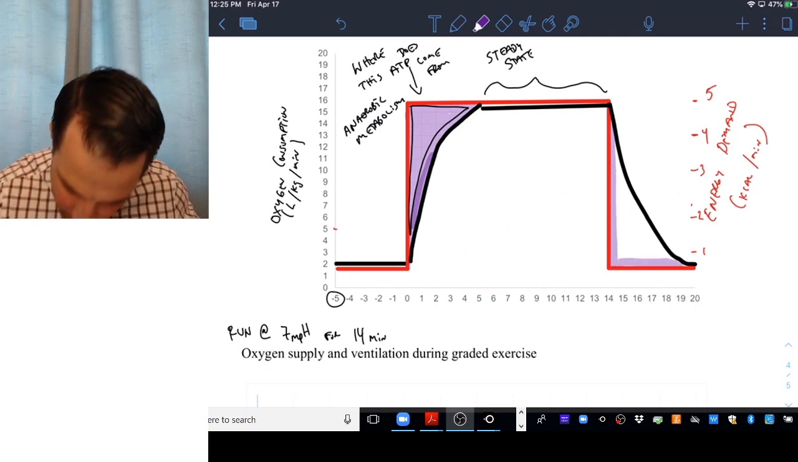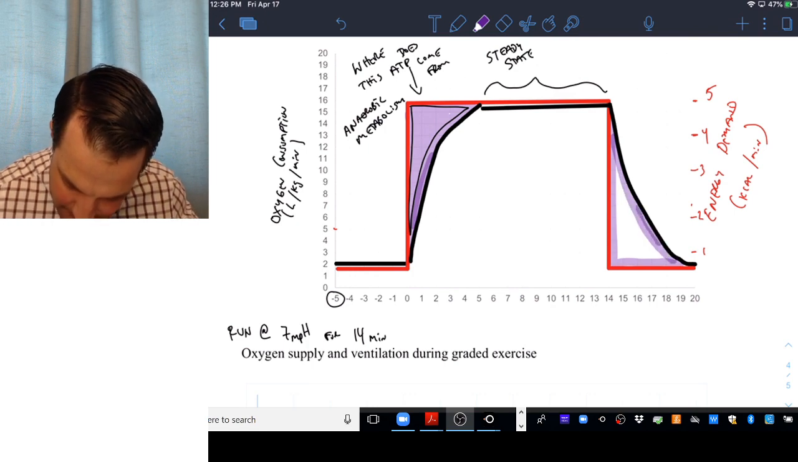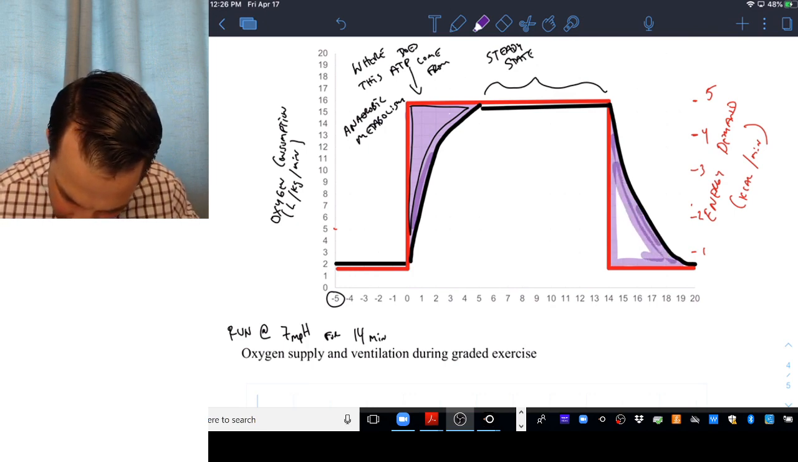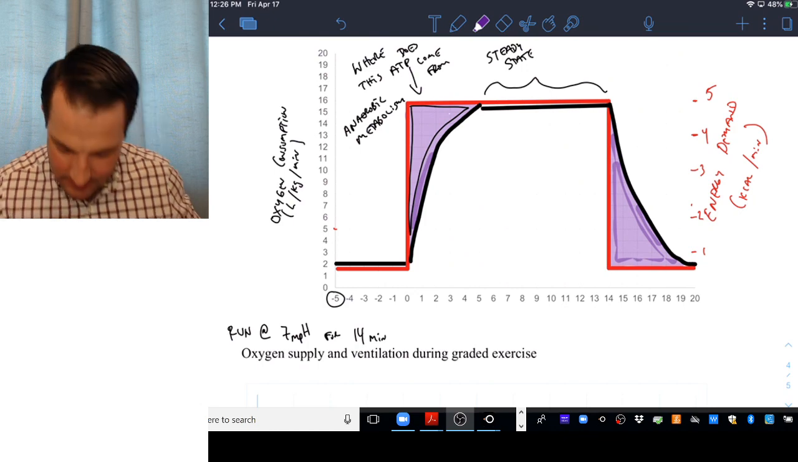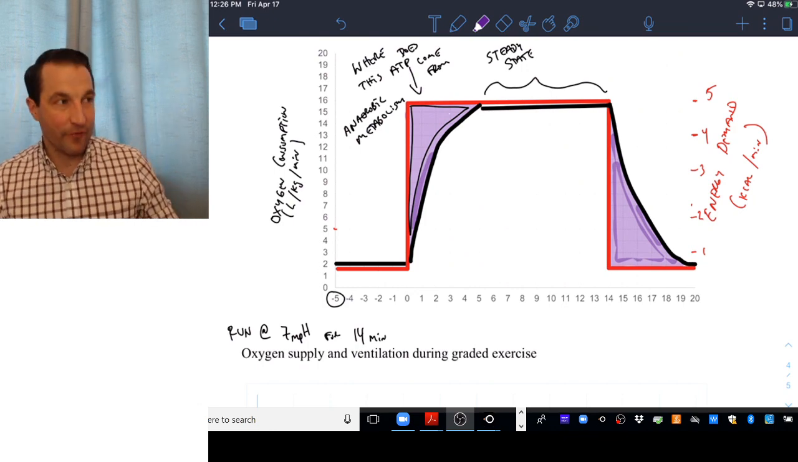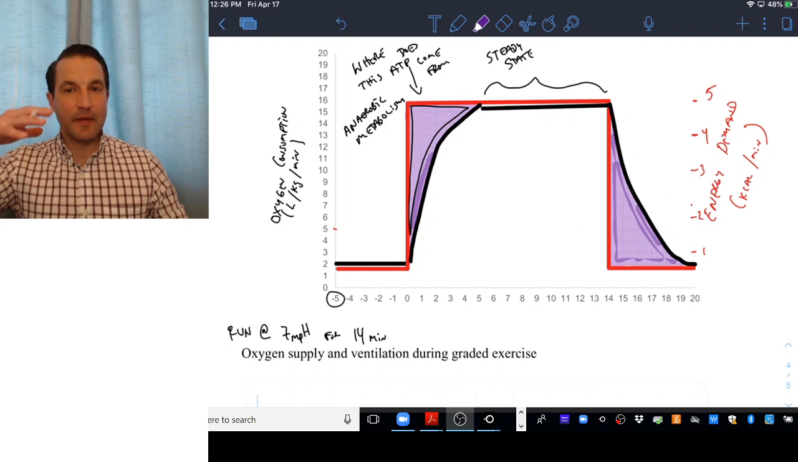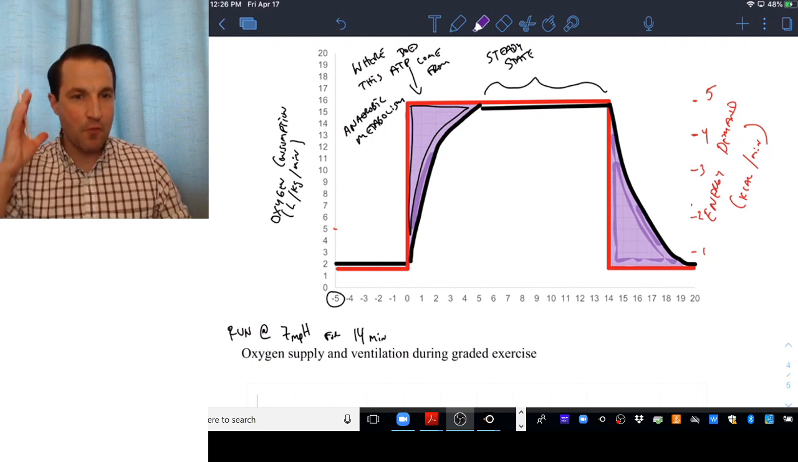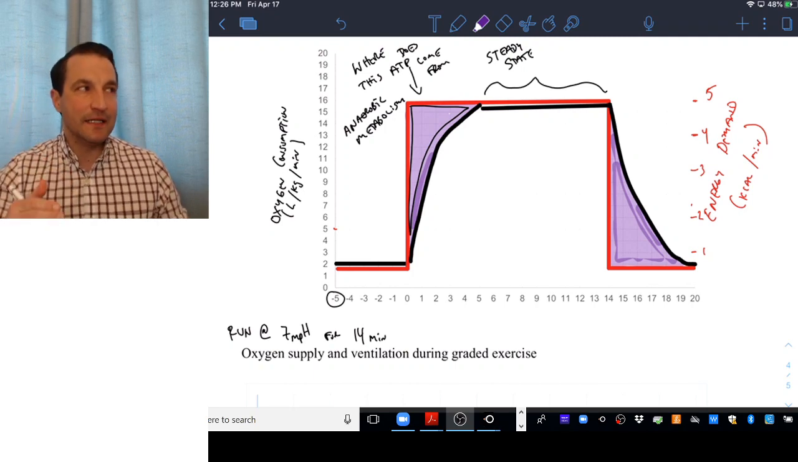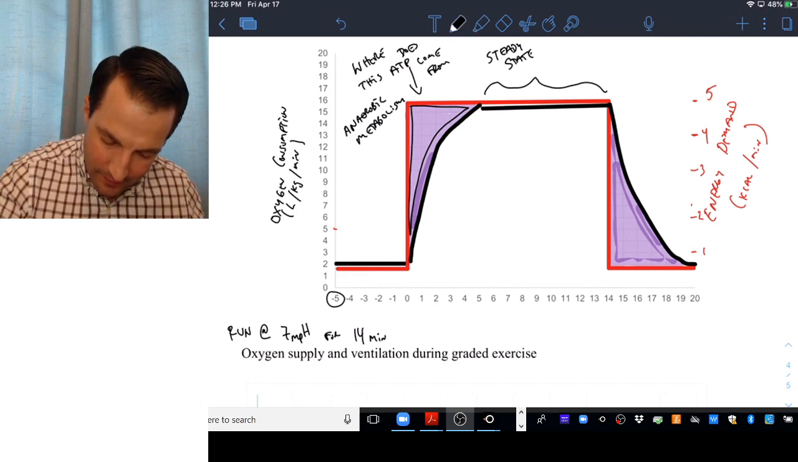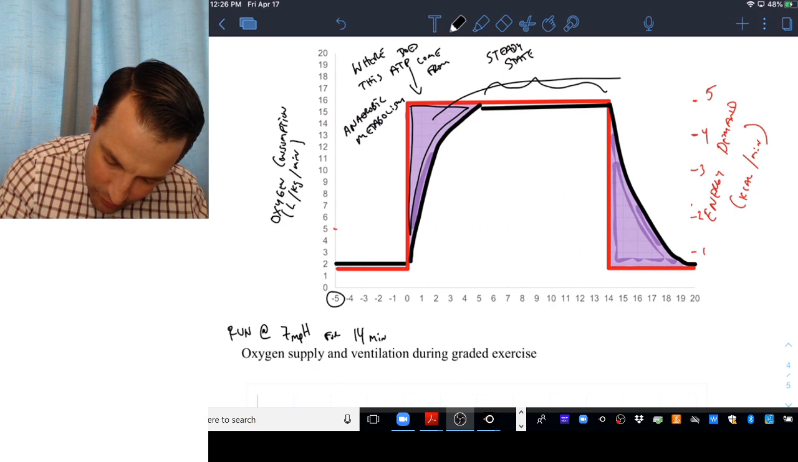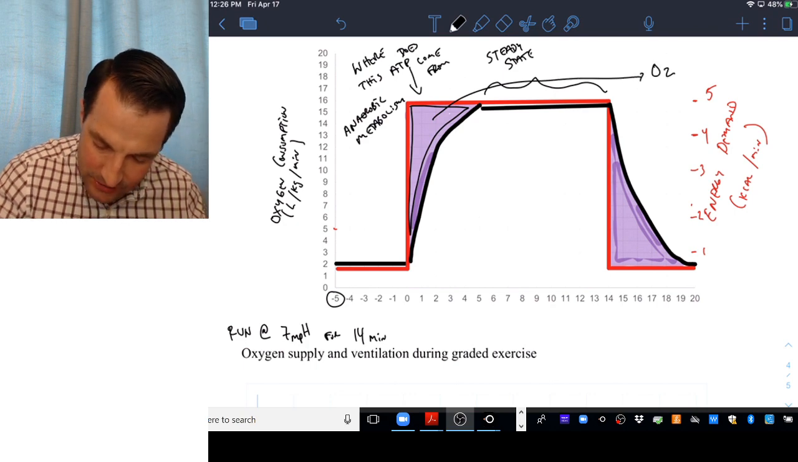Once we stop running, once you finish that 5K, that ATP demand goes right back to where it was beforehand. All right, there we go. However, your breathing is going to remain high. So you're supplying more oxygen than your body needs at that point. But you have incurred oxygen debt.